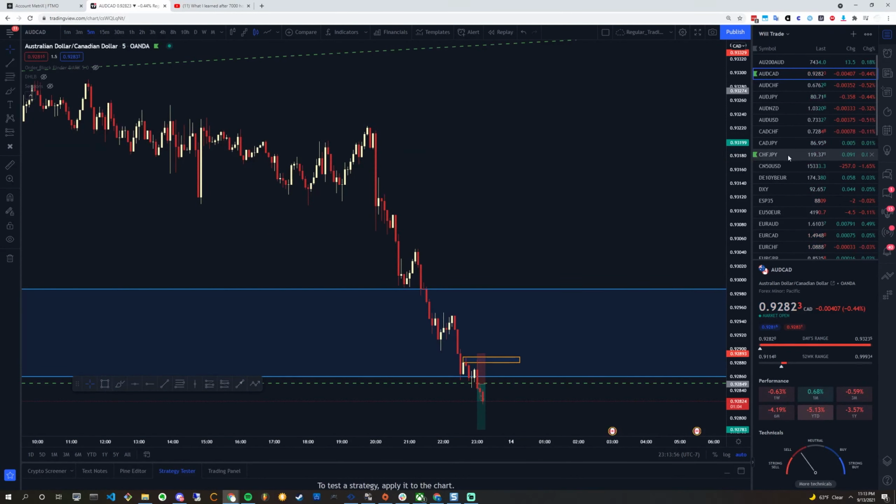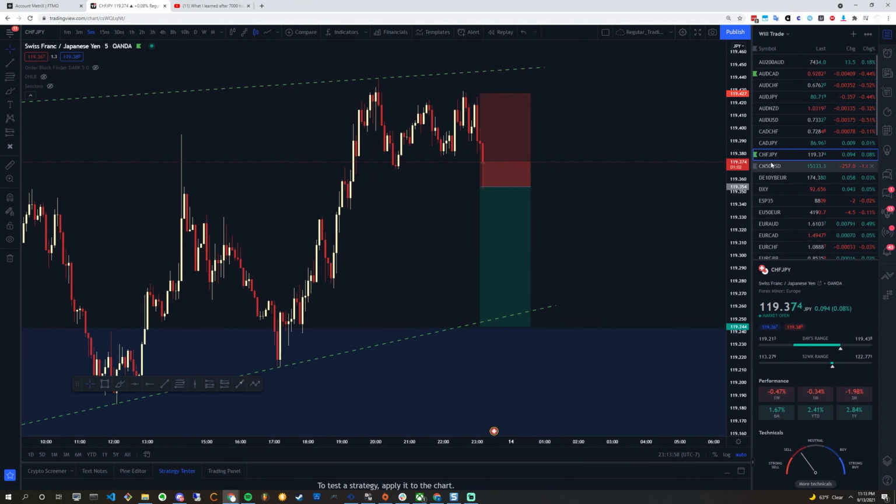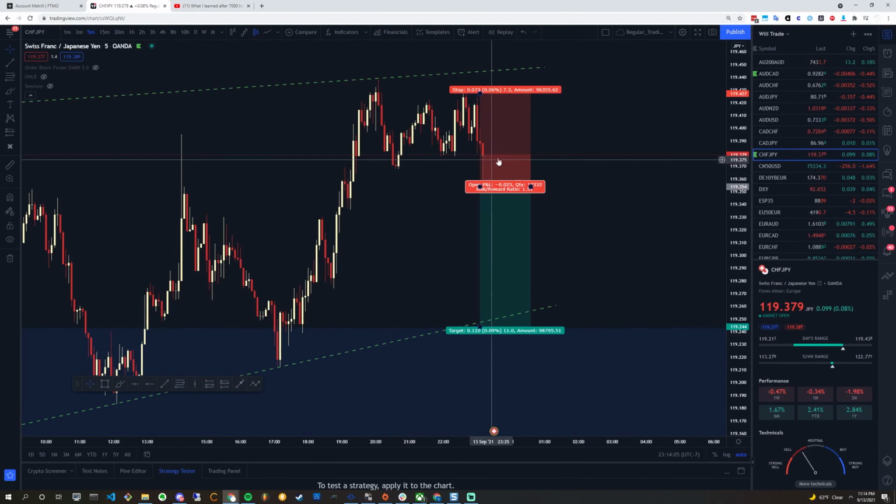Aussie CAD still going. Really don't like the way that wick looks. I gotta stop entering at these lows, man. I gotta wait for the candle to close if I'm entering the lows.